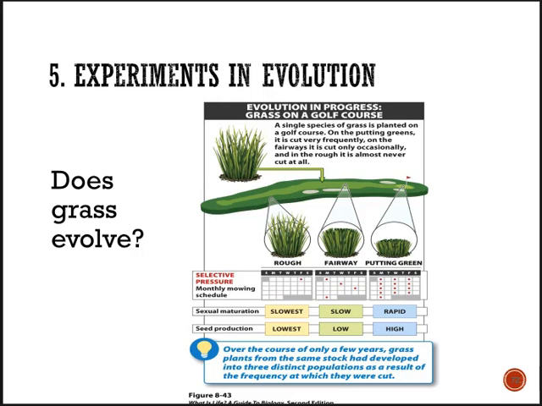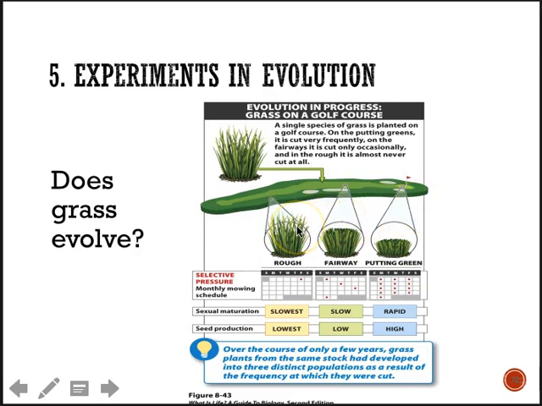So our first experiment is not an experiment at all. It was actually something that was done accidentally, but the really cool thing about this is it's been done accidentally, but repeatedly. And that is that the way that grass is cut on a golf course is always pretty much the same.